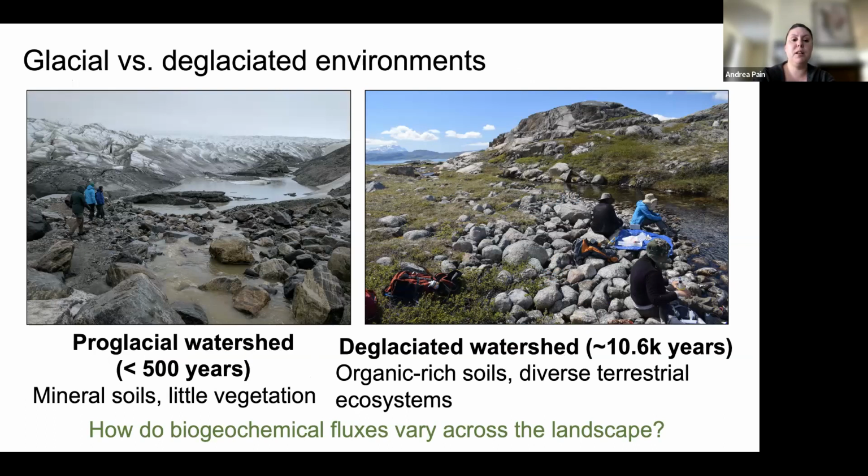On the left, I'm showing a proglacial watershed, which has been exposed for about 500 years or less. You can see the landscape is mainly rocks and sediment, with very little green growing around. Compare this to the right picture of a deglaciated watershed that has been exposed for about 10.6 thousand years. This amount of time has led to the development of organic-rich soils and diverse terrestrial ecosystems. Just visually, you might be able to make some hypotheses about how biogeochemical processes vary between these two landscapes. That will be the main objective of my talk today: looking at some of these changes.